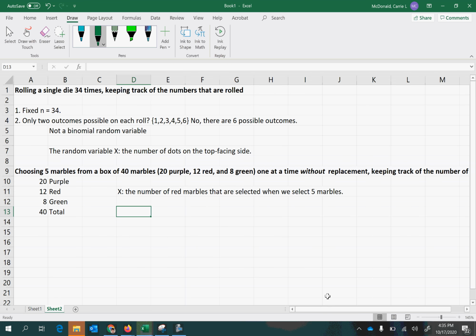So to see why the constant probability is a problem, on the first selection, to get a red marble, we have 12 out of 40, right? And then on the second time we pick a marble, assuming that we've already taken out a red and not put it back, we have 11 out of 39. So right away we see on the second trial a different probability of success than we had on the first trial.